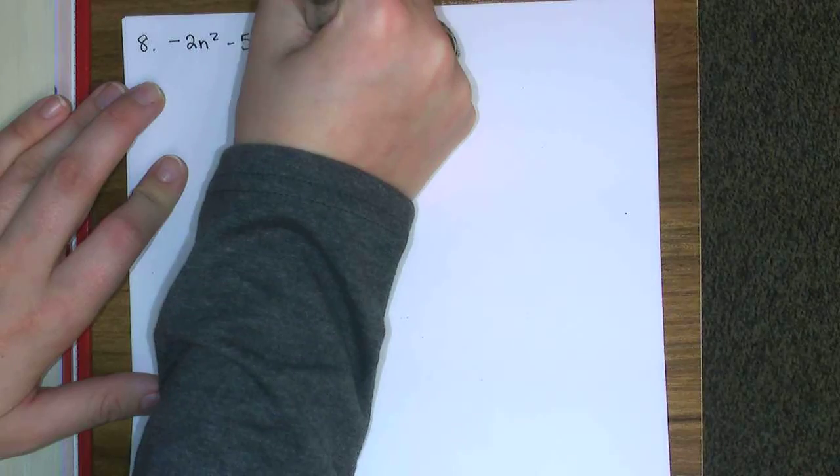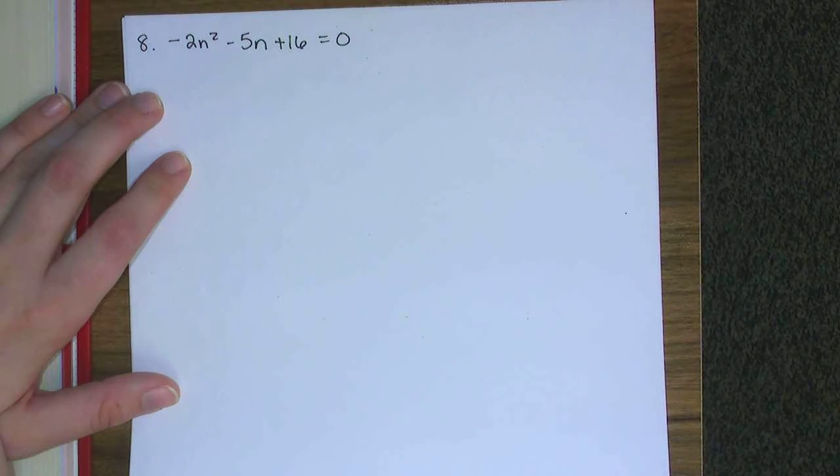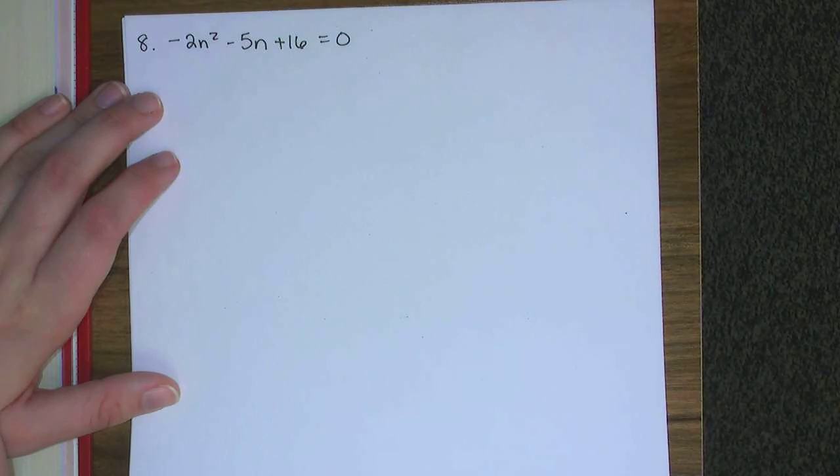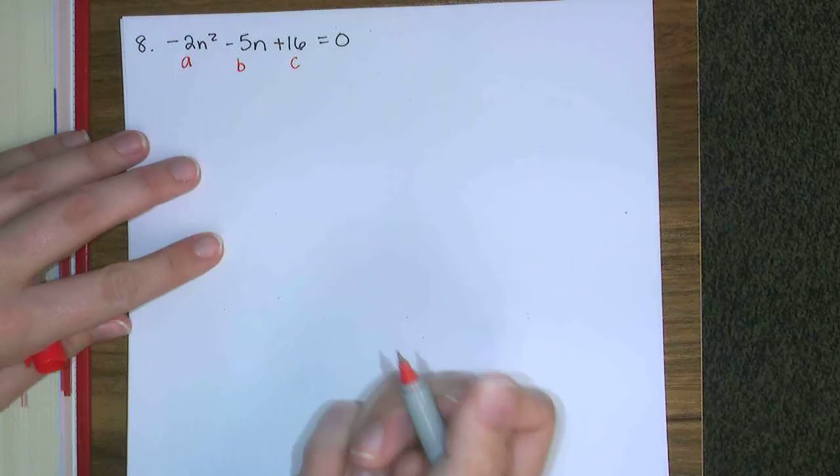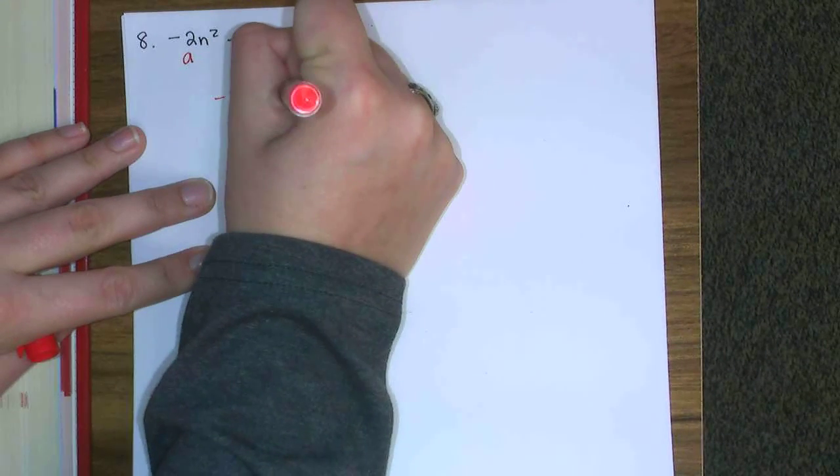Okay. Let's see, number 8. Let's see what that looks like. So 8, negative 2n squared minus 5n plus 16 is equal to 0. So again, negative 2 is A, negative 5 is B, 16 is C, and yet again I'm going to write my formula. Negative B plus or minus the square root of B squared minus 4AC all over 2A.